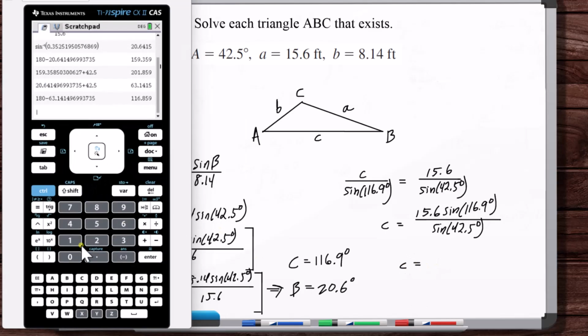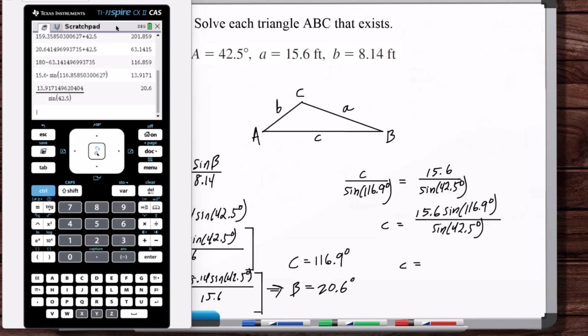So let's see if I can pull some of these values straight from the calculator. So 15.6 times sine of, now where's that angle? Right here. There we go. See, it pulls all the digits. Okay. Divided by sine of 42.5. 20.6 feet.